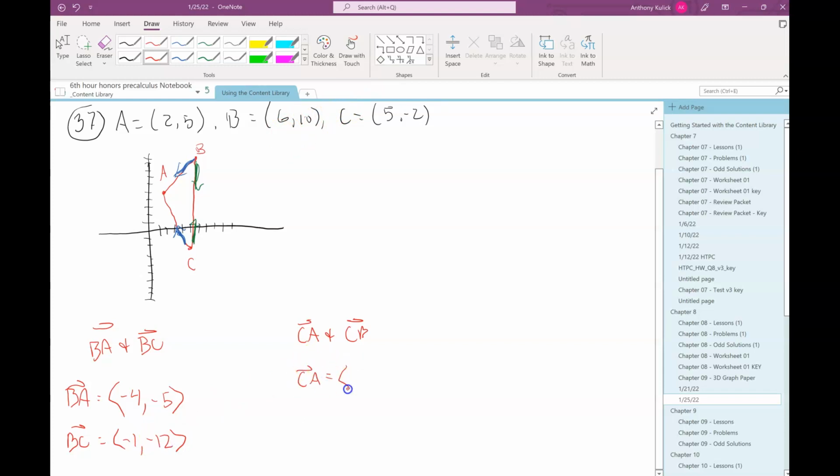And we'll do, as long as they're right here, CA and CB. So again, head minus tail, so 2 minus 5 is -3, and then 5 minus a -2 is +7. And then CB, so it's 6 minus 5 is 1, and then 10 minus a -2 is 12.